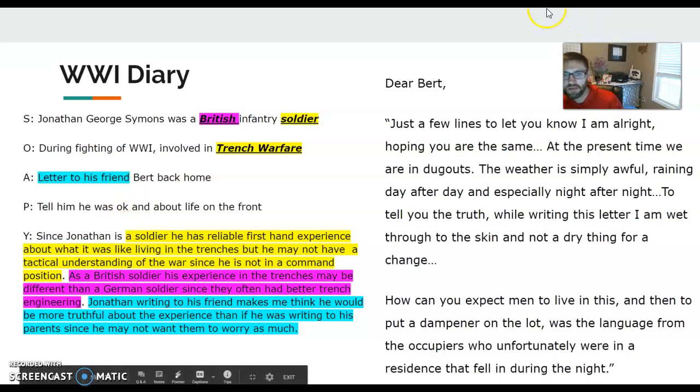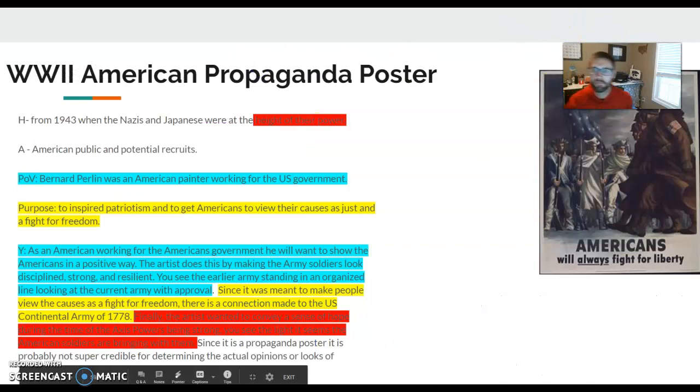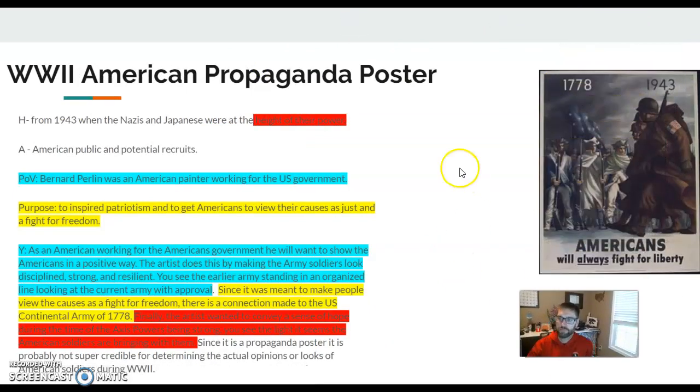I wanted to close out by looking at a poster one for you. Let me move myself here. So we have a poster. It was made in 1943. So for that historical context, I gave the year that it was made. But beyond just saying that, I said, okay, what's significant about 1943? Well, 1943 is when the Nazis and the Japanese, that Axis power, are at the height of their power. So you see I picked a different acronym here, again, just to give you a different example.